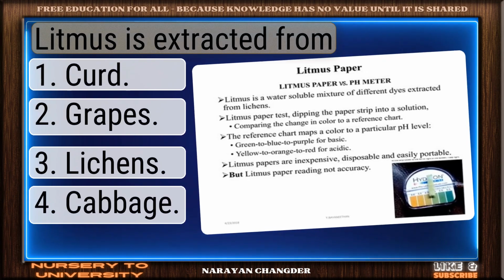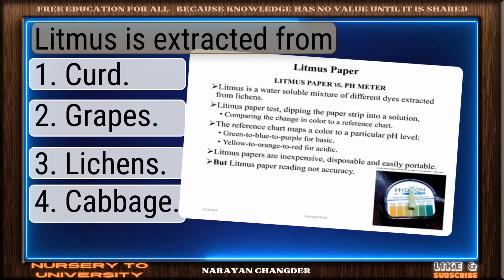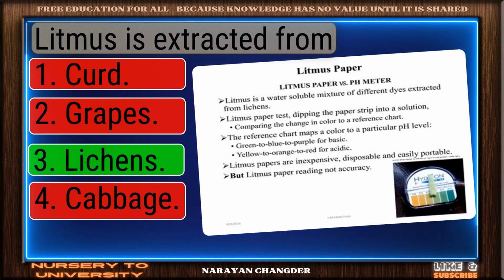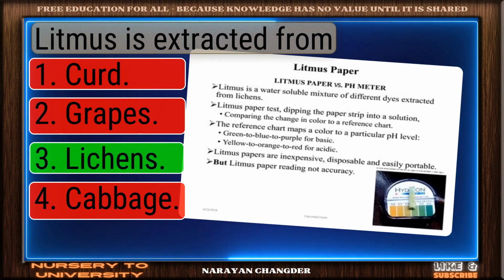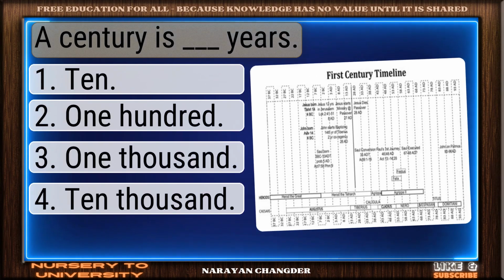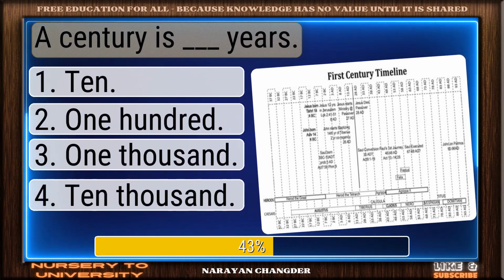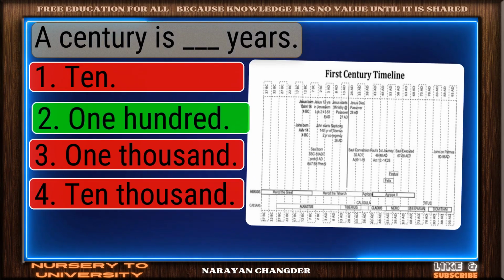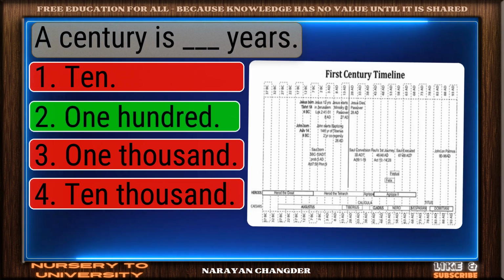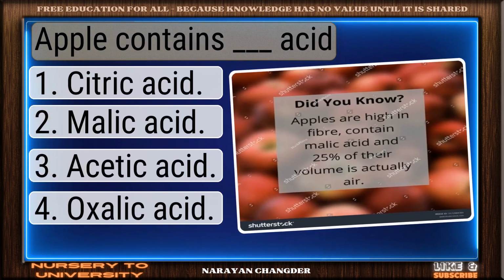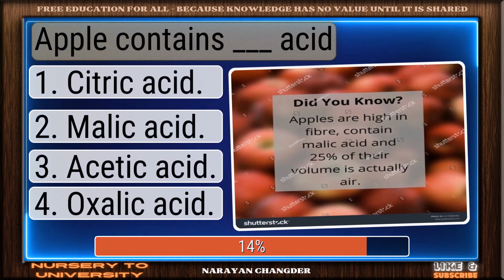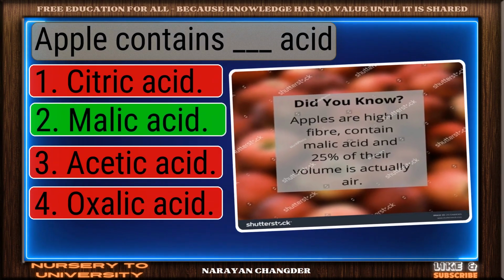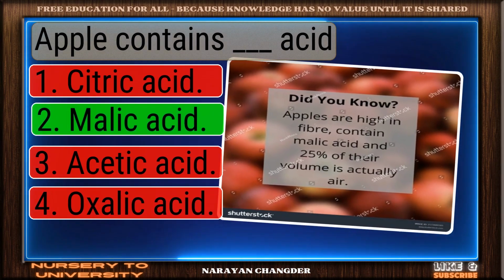Question number 218. Litmus is extracted from. Nicely done. Lichens is a solid answer. Question number 209. In a century is dash years. Smart move. 100 is an accurate answer. Question number 210. Apple contains dash acid. Correct. Malic acid is the right answer.